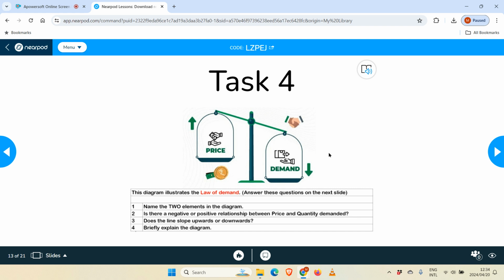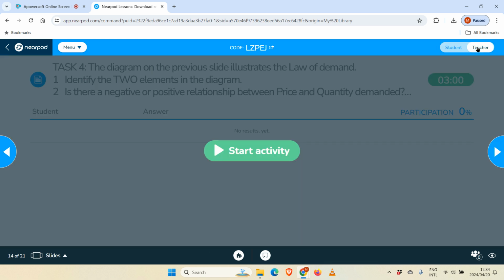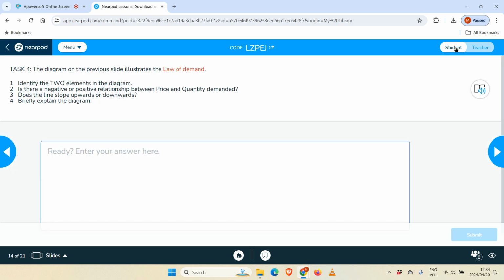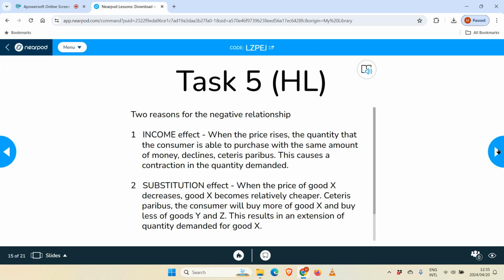Here we have a diagram illustrating the law of demand. Again, I'm asking some basic questions of students, 1, 2, 3, and 4, to help them understand this concept, the law of demand. Again, students complete their answers in this space over here. So this helps them with the law of demand, just the understanding of it.